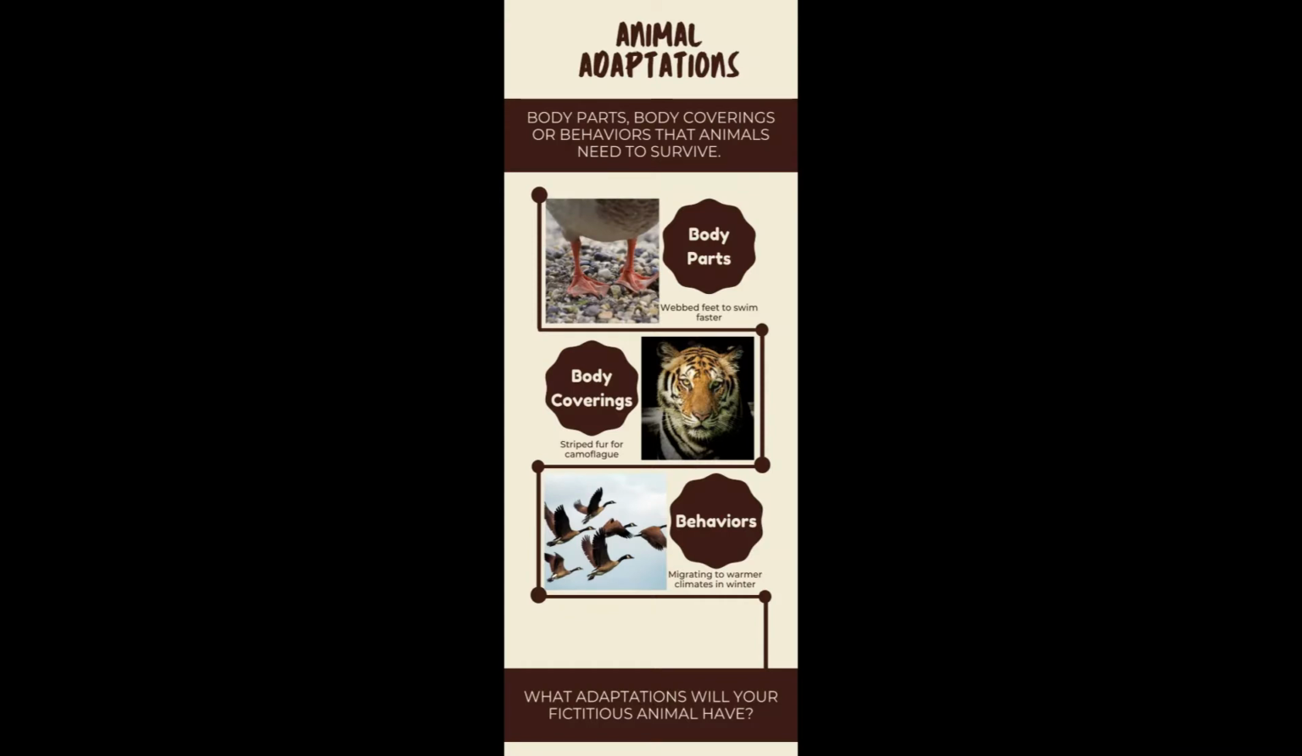Remember, adaptations can be body parts, body coverings, or behaviors that animals have to survive in their environment. Examples of body parts could be aquatic animals like penguins and ducks that have webbed feet that allow them to swim faster and with ease in the water. Body coverings could be stripes that tigers and zebras have that allow them to camouflage in the environments that they live in. And behaviors could be birds that migrate south to warmer climates in the winter for their survival.